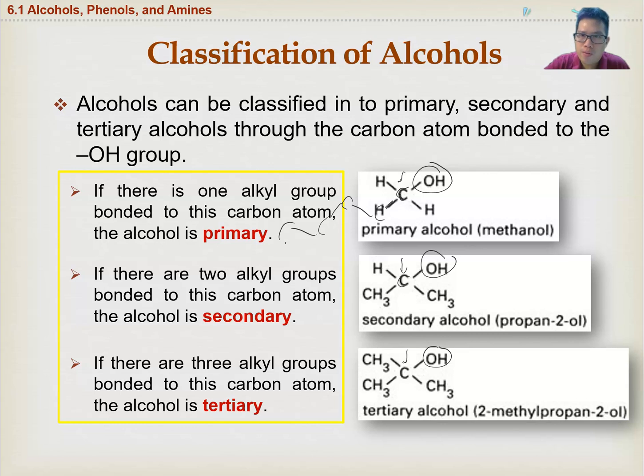When you only got one, it is primary. If you got two, this one can be a longer chain, no problem. As long as there are two, then it's a secondary. If here you got three, either CH3 or longer, no problem. As long as you got three, then it's called a tertiary.